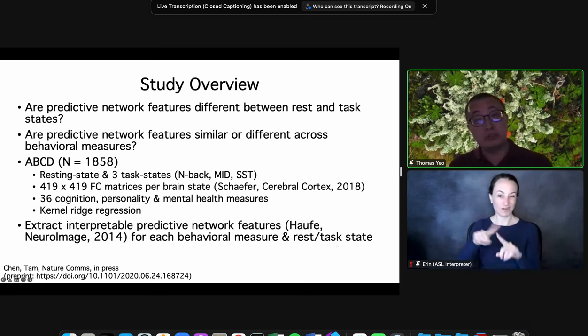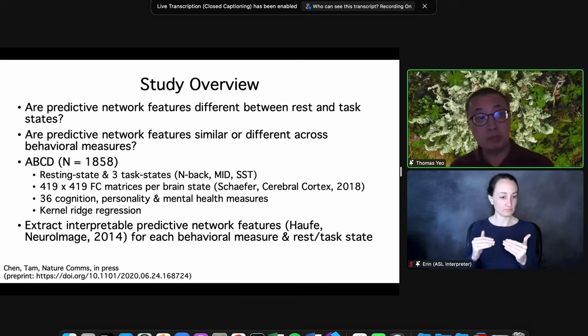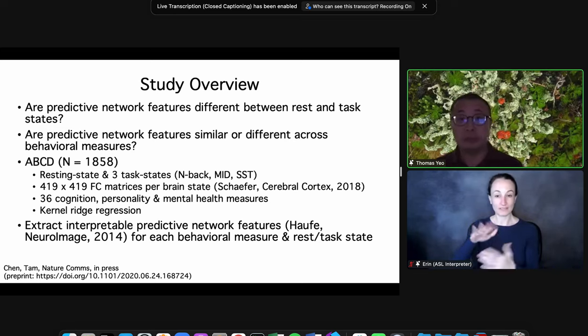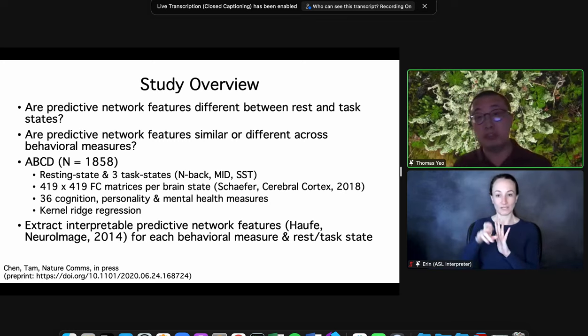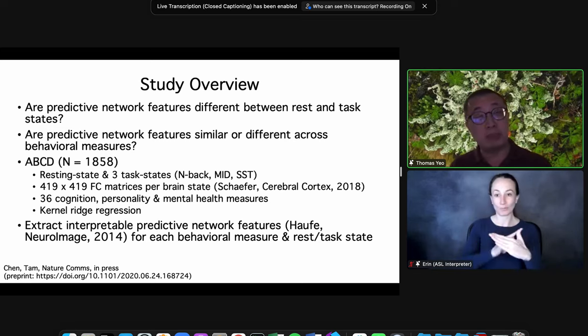We then use Stefan Hoff's approach to extract predictive network features for each behavior measure and each resting and task state. As shown in Stefan's study, his approach is able to yield more interpretable features. Indeed, when we use Stefan's approach, the predictive network feature is very similar across regression algorithms compared with, for example, if we look at the weights of the regression models.